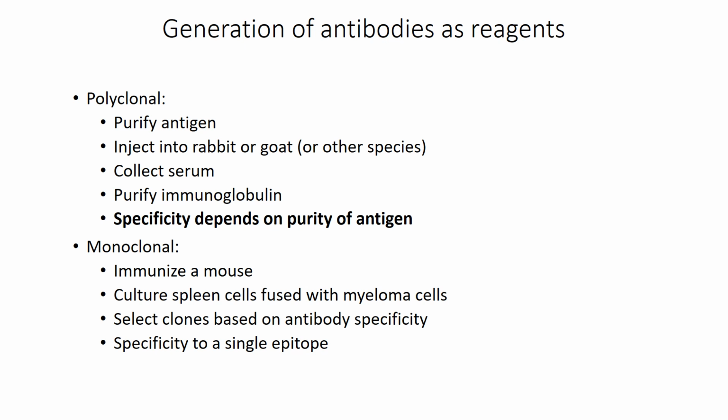Monoclonal antibodies, if you recall, are generated primarily using the hybridoma technique, where a mouse is initially immunized, and then its spleen cells are fused with myeloma cells. Myeloma cells are a type of cancer cells which have uncontrolled growth, and these clones are then selected based on the antibody specificity, and are highly specific to an individual epitope.